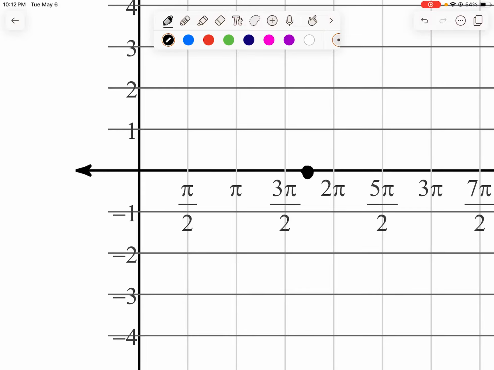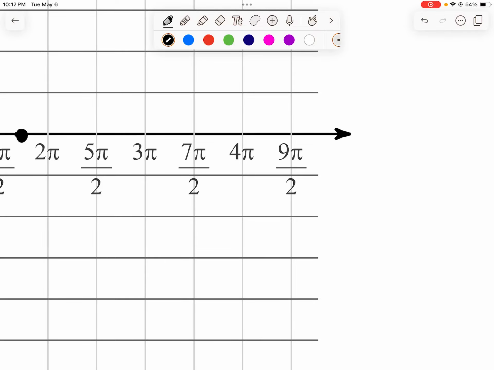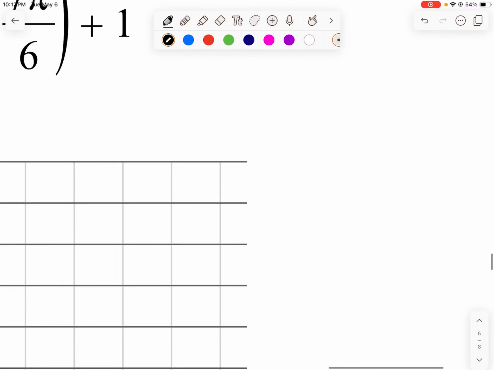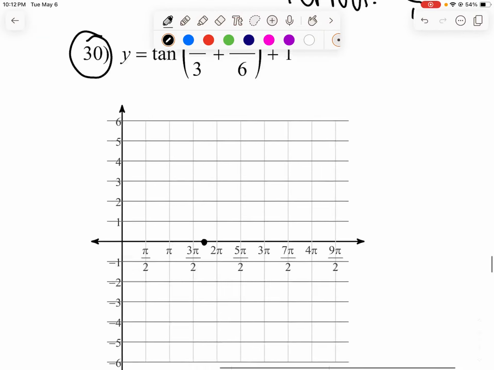But anyways, I'm going to have one at 7 pi over 4. Going to have another one. And it's going to repeat every 11 pi over 4, actually. I messed you guys up again. That's on me. Sorry. Every 11 pi over 4 is when this graph is going to show up again.